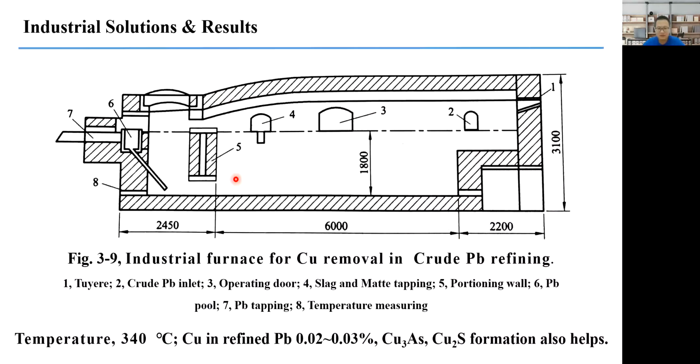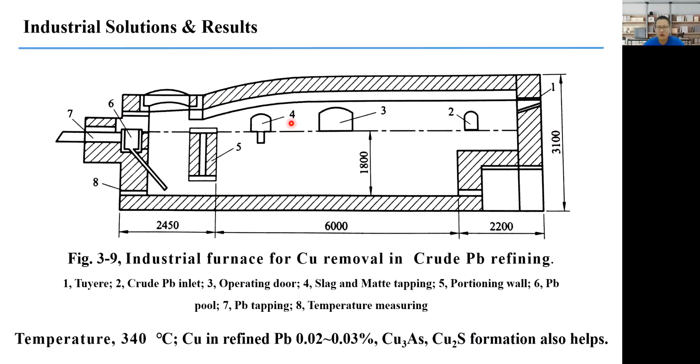And this is a furnace popularly used all over the world. Here, the first one is a tire, supplying some energy. And this is the crude lead inlet, and this is the operating door. We are using some tools to get the slag, the copper dross, even matte tapping, so we are tapping them out from here. And this is the passing wall. And all the refined lead enters this zone, and with the siphon, we are tapping our refined lead. So this is very well designed.